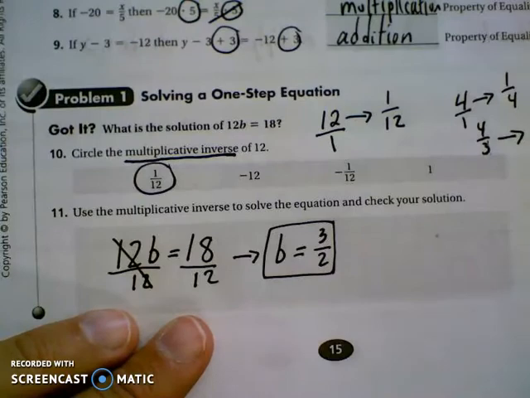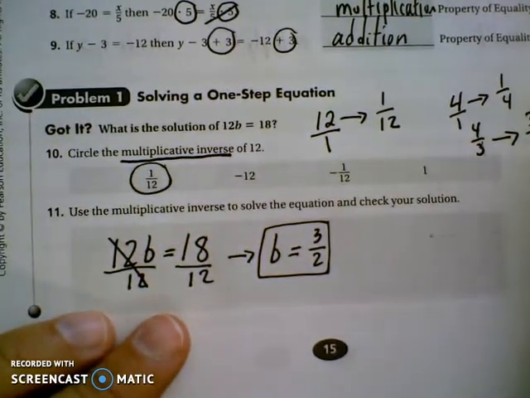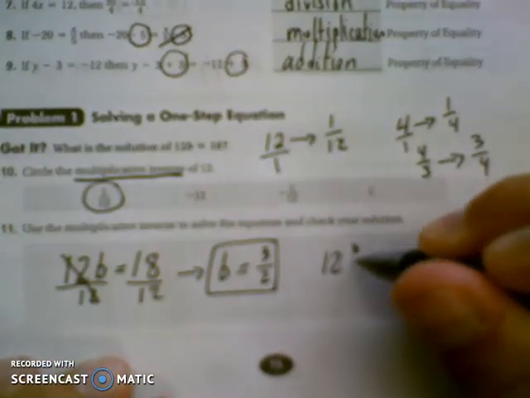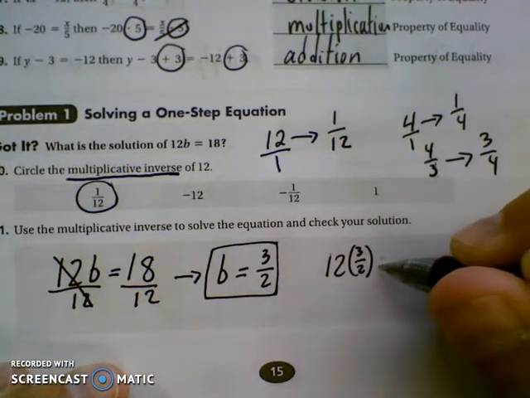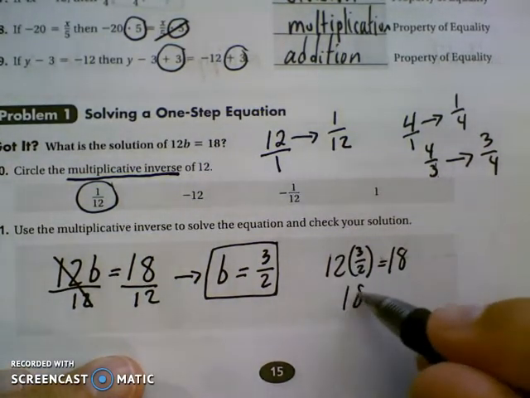So now you're going to put in 3 over 2 for the b and check your work. 12 times 3 halves should equal 18. Plug that in your calculator, you get 18 equals 18.